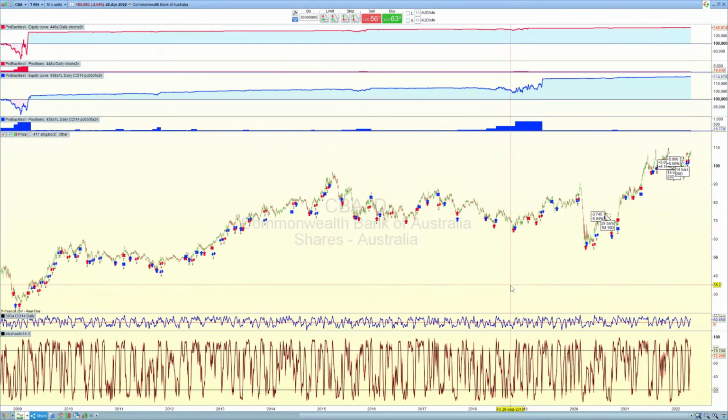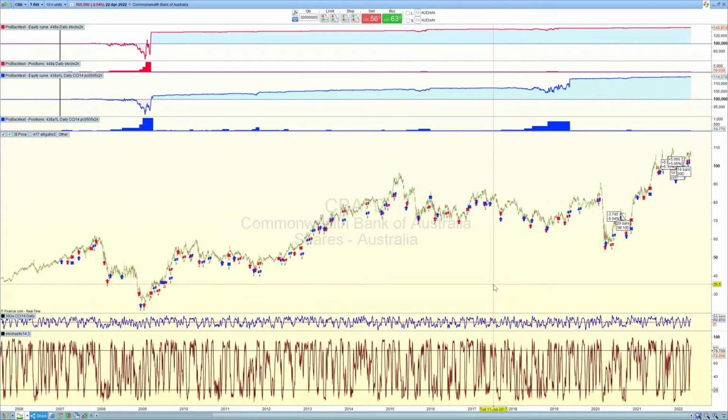First of all, I want to explain what I'm demonstrating in each of these charts. Now, what I really want you to focus on, this is the price chart. This is for the Commonwealth Bank of Australia on a daily time frame. This is the price chart.